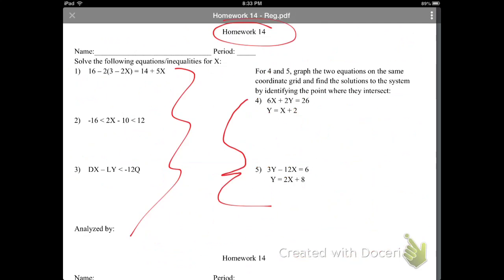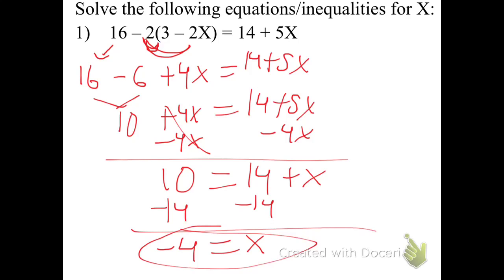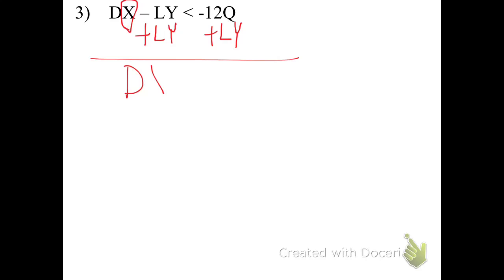Let's move on to 3. We need to solve for x. Remember, that was the instruction here. So let's hop over to this. We need to get this x here all by his lonesome. So let's get rid of the Ly by adding Ly to both sides. And the dx sticks around for a little bit longer.